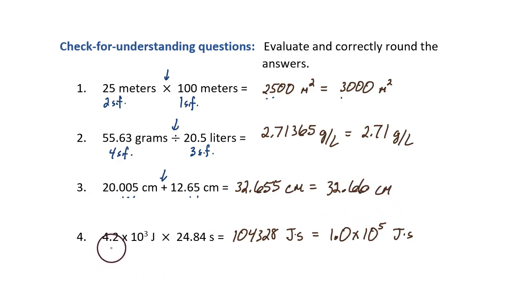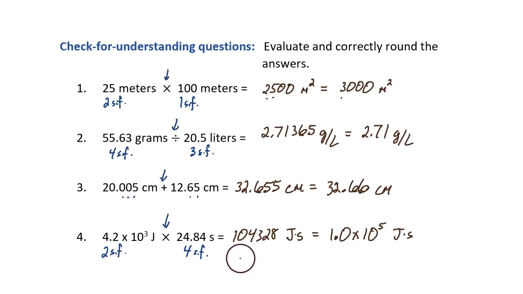Now number 4, 4.2 times 10 to the third joules times 24.84 seconds. This is multiplication. This one uses the significant figure rounding. This first number has two significant figures. When you have scientific notation, you're only looking at the coefficient to get your significant figures. This number here has four significant figures. So we want our final answer to have two significant figures. But when you type this in the calculator, you get 104,328 joule seconds. How do you round this?